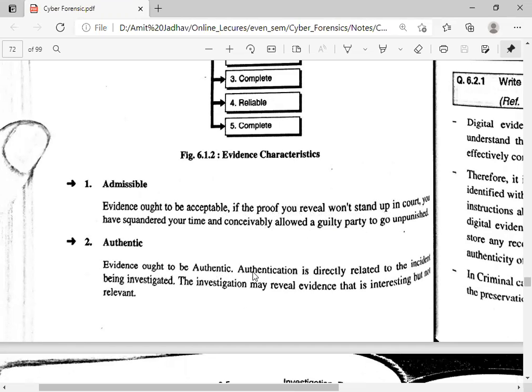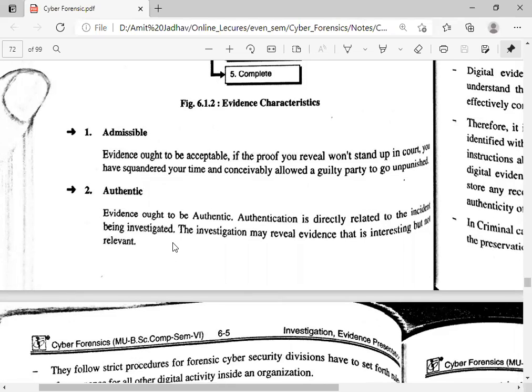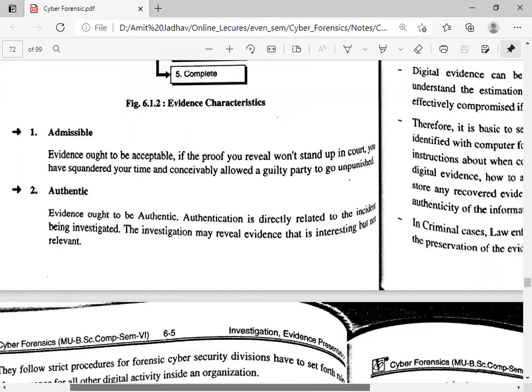Next one, it must be authenticated. That means before we put the evidence in a court, it must be authenticated. Authenticated means it is sure that the given document is a true one. The evidence may be interesting but not relevant.